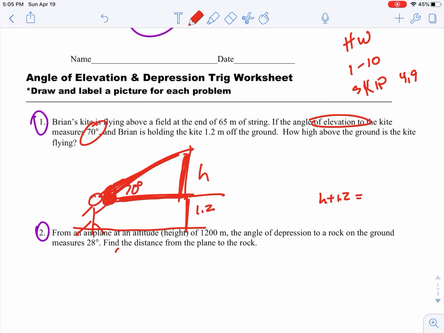Now let's go back to the story. Brian is flying a kite above a field at the end of a 65 meter string. Guys, when you're flying a kite, the string doesn't go straight up in the air. That's the angle. So here's the string, and here's the kite.